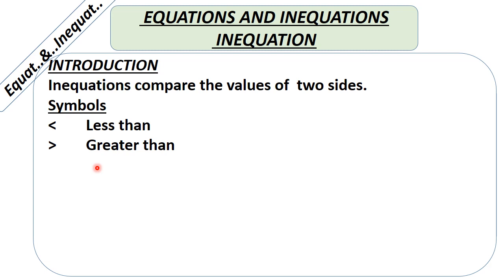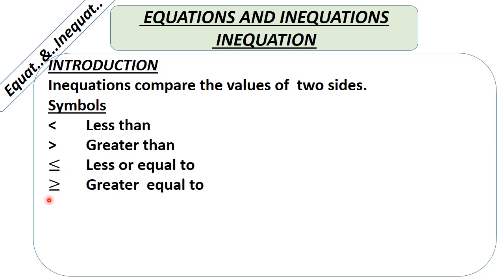The other symbols used are the combination of less than or greater than with an equal sign. If something is less or equal, then we use this one, less or equal. This line here is for equal. So we say something here is less or equal to something here. Then this is greater or equal: something here is greater or equal to this side here. So these are the symbols we use in inequalities, just four symbols.